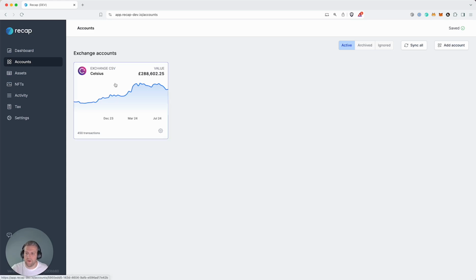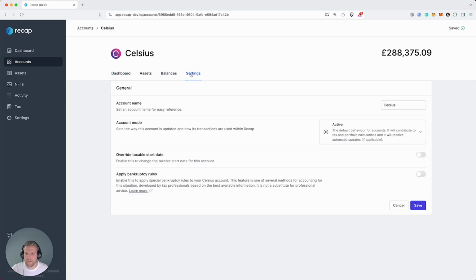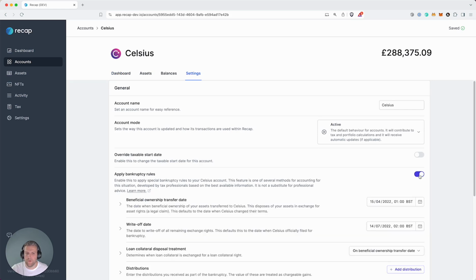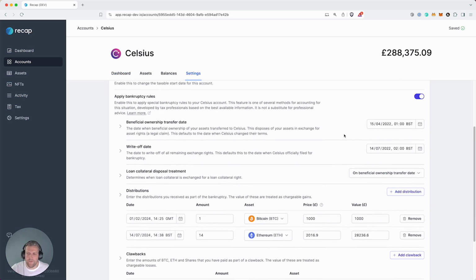So if we click the account card, we then head into settings. We can now click apply bankruptcy rules. And we've got a number of configurations that you can set in here which allow us to calculate your write-off and also chargeable gains as a result of your distribution. I'm just going to walk you through them without going into too much detail around the tax position. If you want to understand our tax position, it's on our blog. We have a whole guide around it, and we've got some opinion there from our accountant partners.